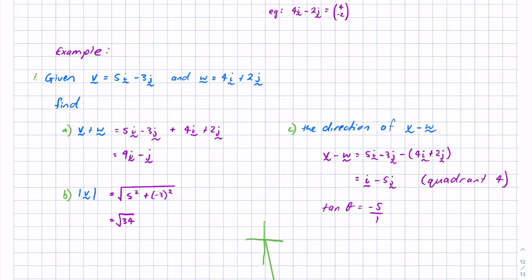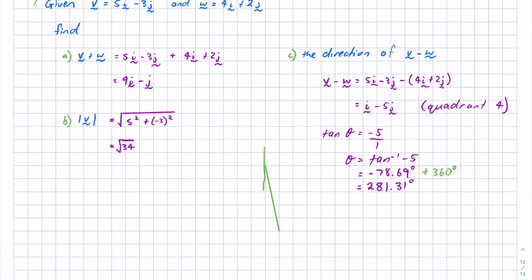So tan theta equals the y over the x, so the negative 5 over the 1. Take the tan inverse, so tan inverse of negative 5 gives us negative 78 degrees. It's giving us this angle, so we need to add 360, and it's 281.31 degrees.